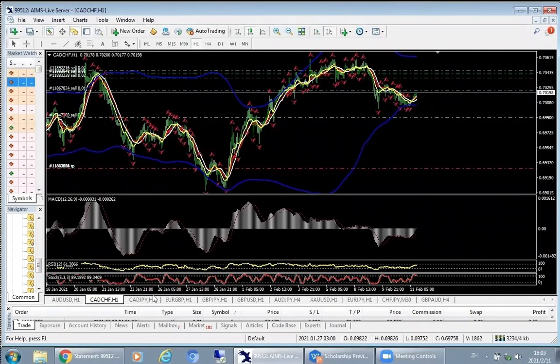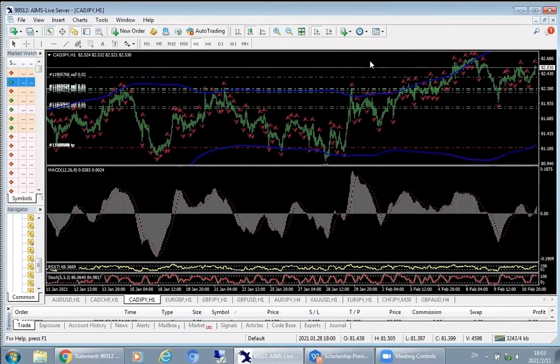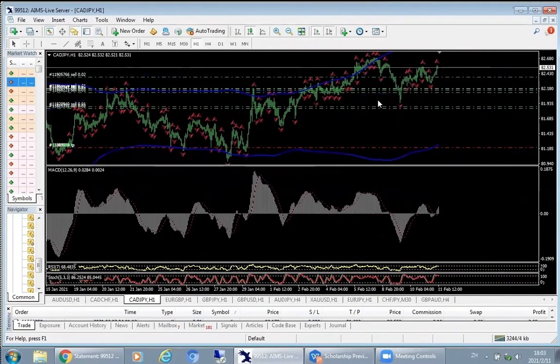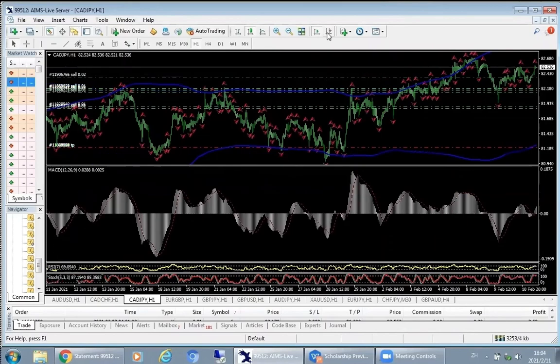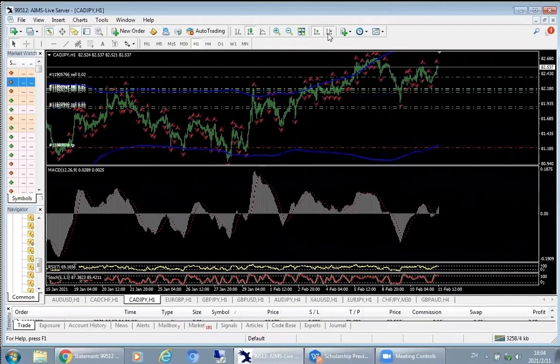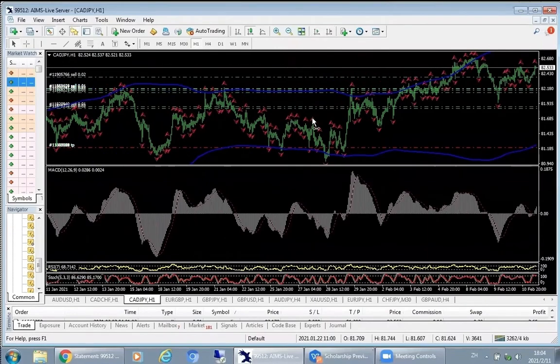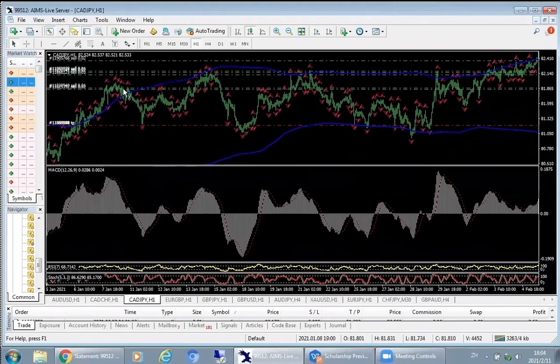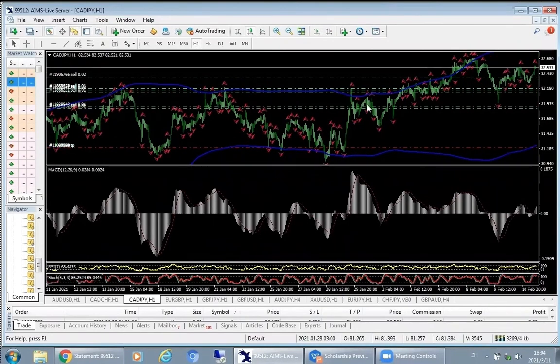Okay, another pair, CAD JPY here. As you can see, there's a selling position over this level, and earlier on, somewhere at this level, there was also a sell trade much earlier. If I can just shift this so that I can show you here. Yes, there was a sell trade over here much earlier on. We did not take profit because the system was waiting for the right time to take the profit here.